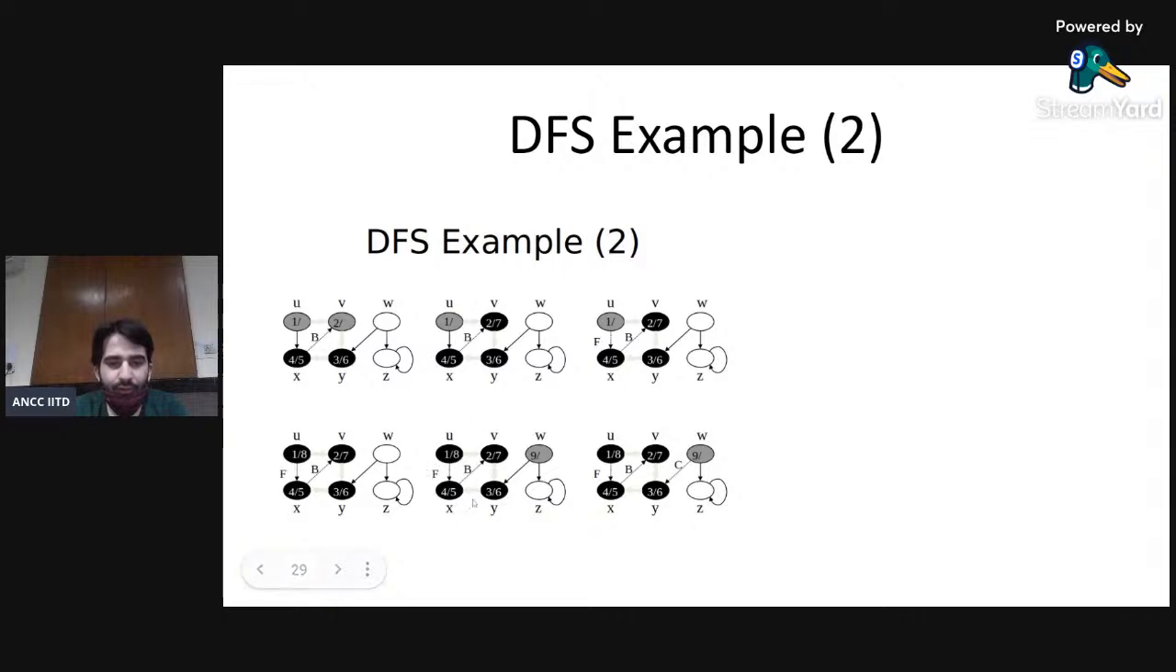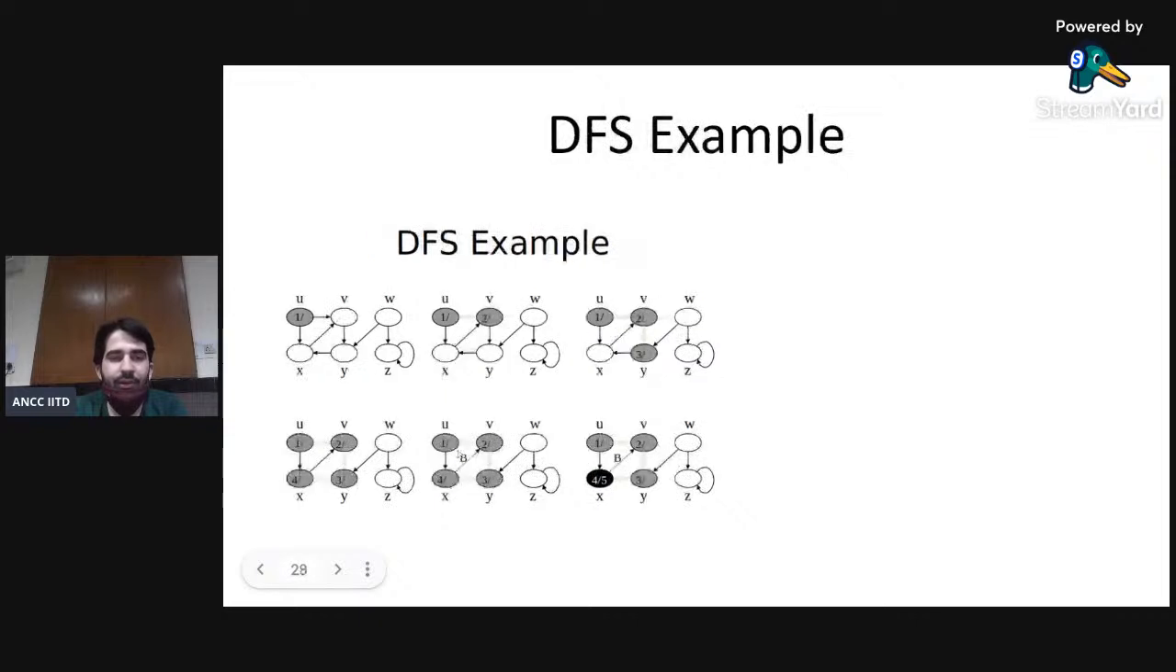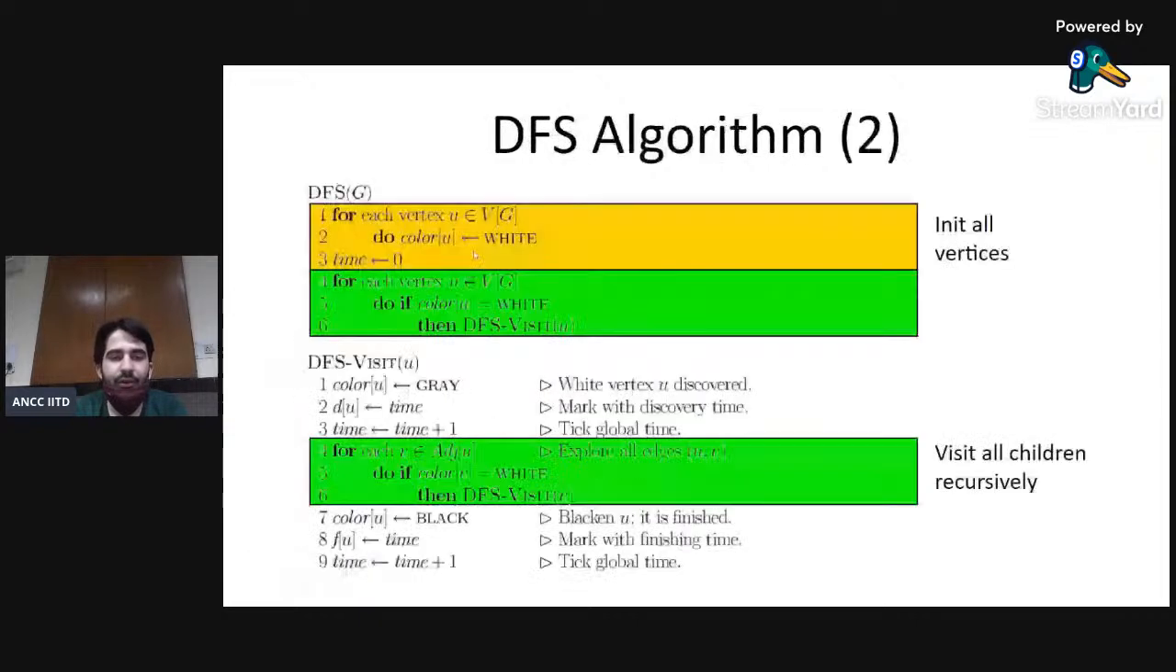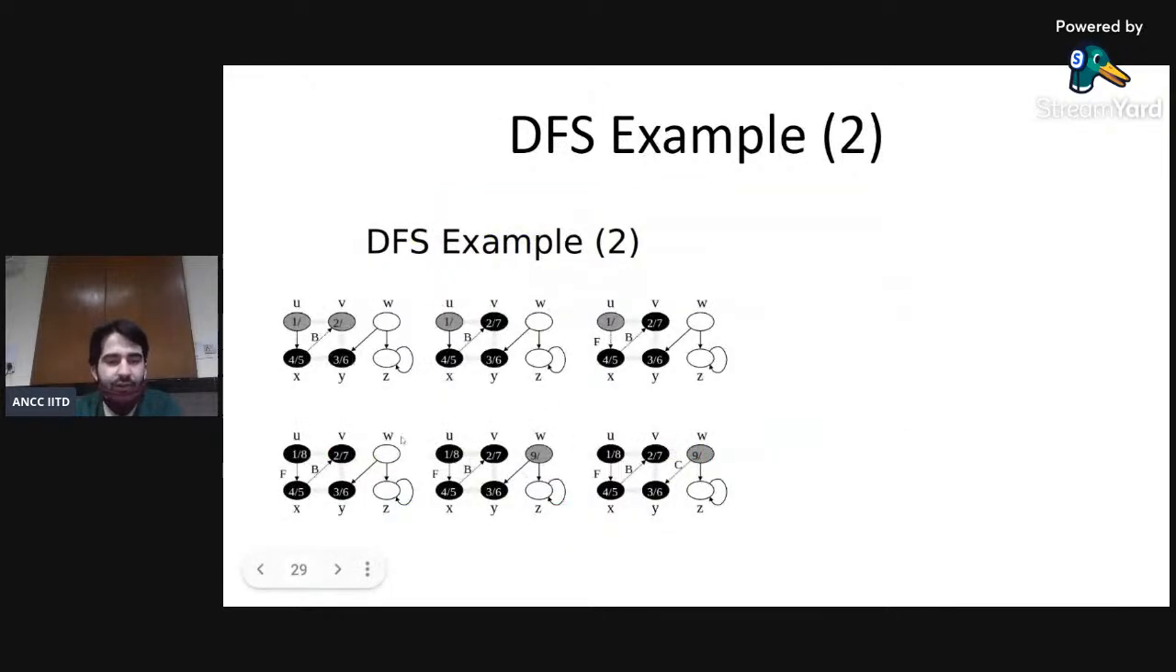Now, if you notice, there is no way you can explore W or Z starting at U. So if you remember, we have this loop. So for each vertex, if color is white, then we visit U. And this for loop definitely traverses all vertices. So now, let's say we reach W next. So this for loop checks if W is colored white, and that is true. So we color it gray and we begin our exploration.